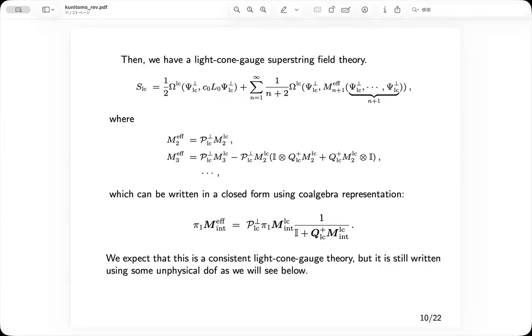So we have an infinite product of this form, but it can be written in closed form using the coalgebraic representation, as already explained by some speaker in this workshop. The closed form is this form. And we expect that this is the consistent Ramond-Ramond theory, but it is still written using some physical degrees of freedom, as we see below.